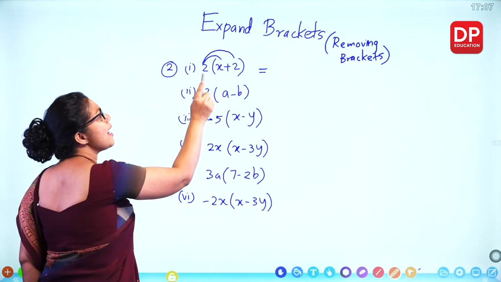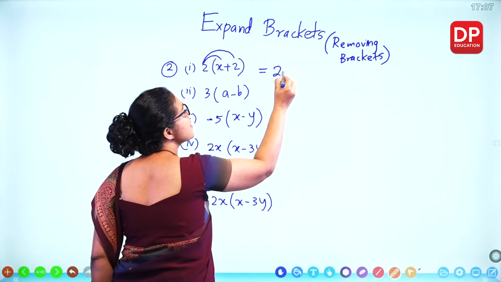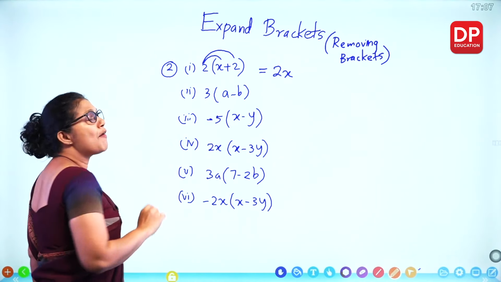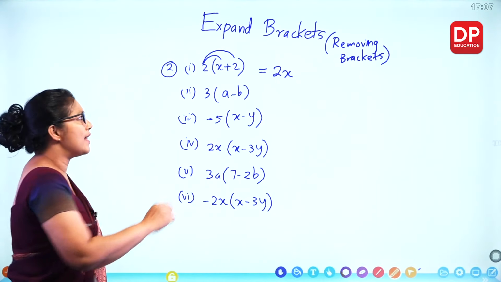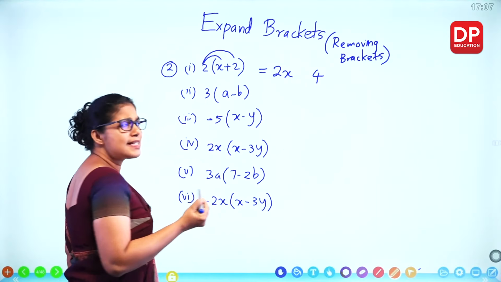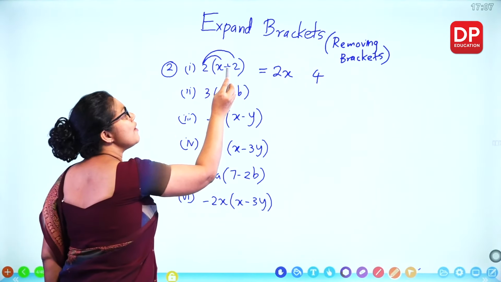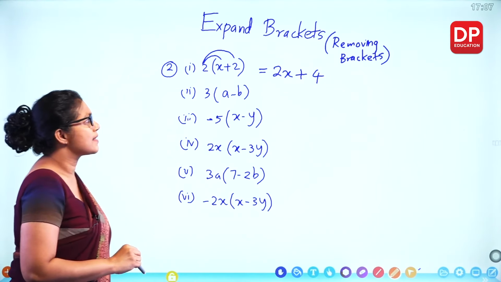So what we do, 2 is there. So you multiply, the first number is x. 2 times x, you get 2x. Again you have to multiply this 2 by the 2 inside as well. What is 2 times 2? You get 4. So what is the sign in between?